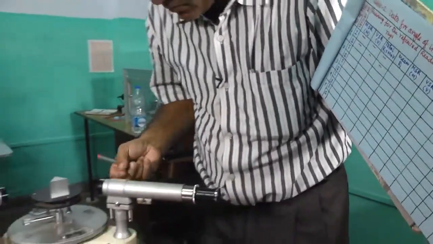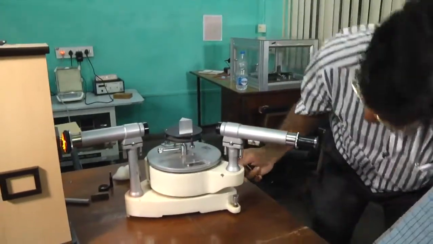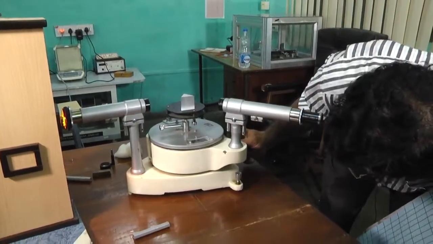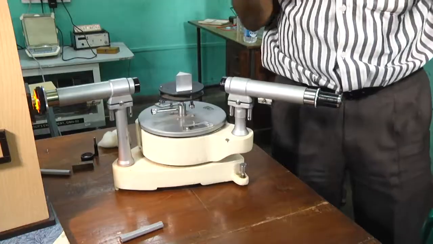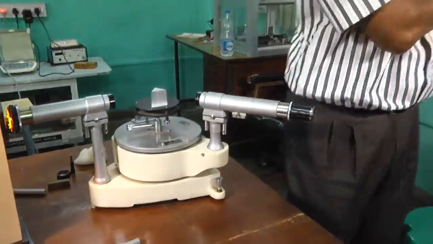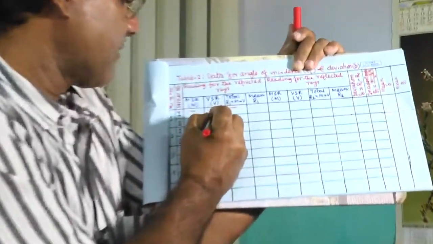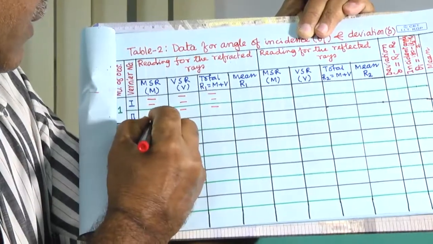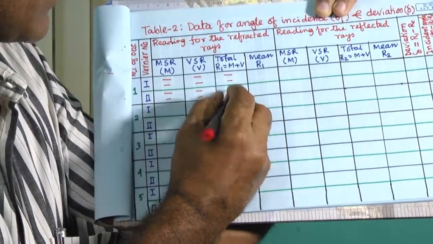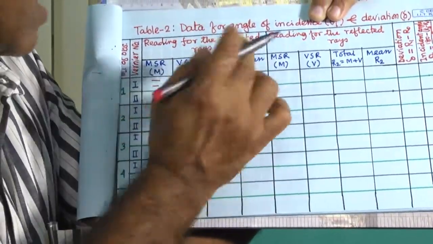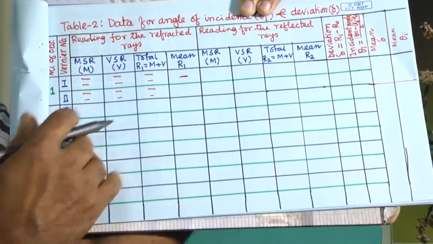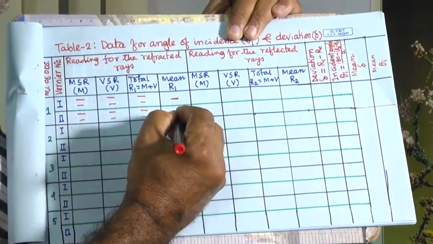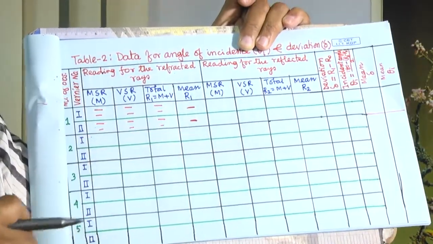Then again, you try to set it as accurately as possible, and then take this reading a second time. Okay, the second reading for vernier 1 and vernier 2. So for vernier 1, find out the mean R1, and for vernier 2 find out the mean R1.